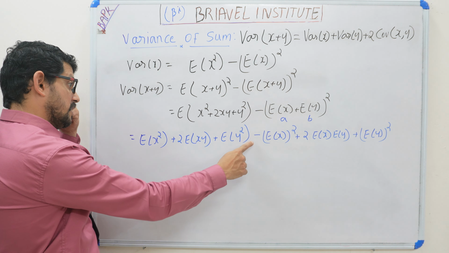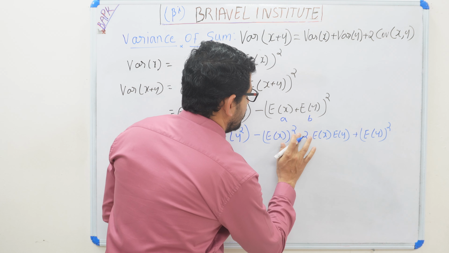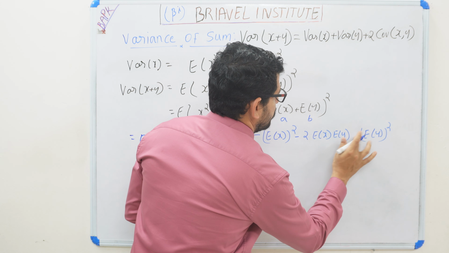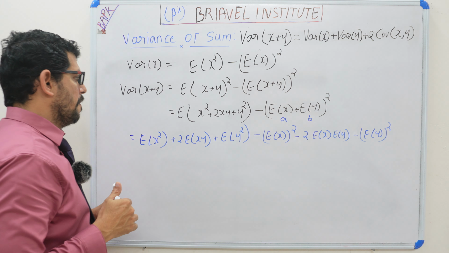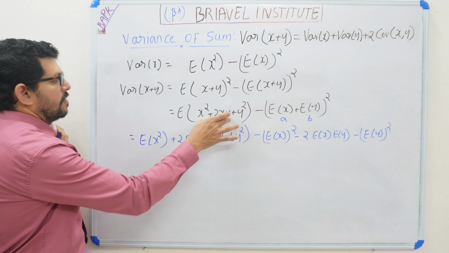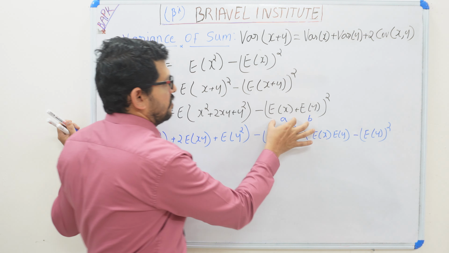This minus symbol is there. So minus is given to inside. So this will become minus. This also becomes minus. So we expanded. Here we expanded expectation of H square like that. Here also we expanded.